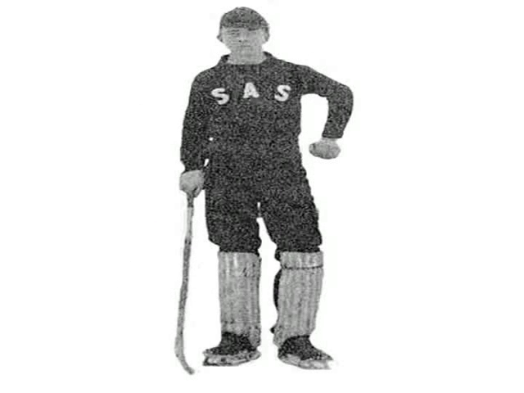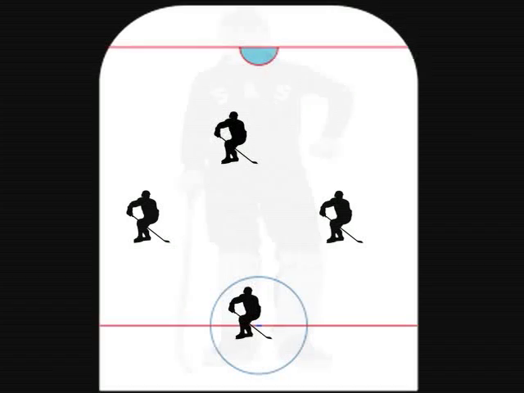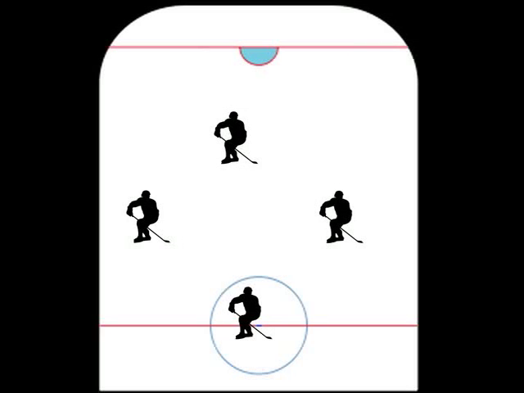And perhaps the biggest difference was that forward passing was not allowed. Now, this means that if a player wanted to pass the puck to a teammate, he could only pass it to a teammate that was either beside him or behind him. He could not pass it to any teammate that was in front of him. Now, this rule was in place to favor individual stick handling as the key means of carrying the puck forward.